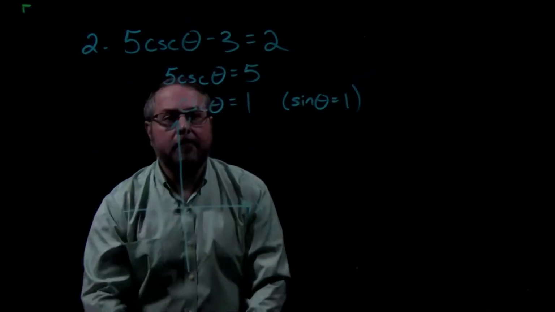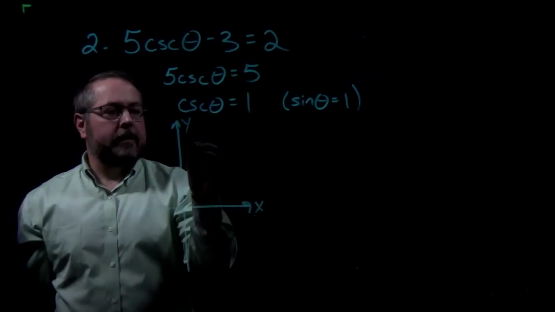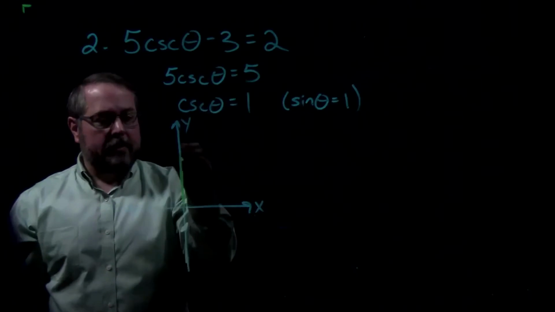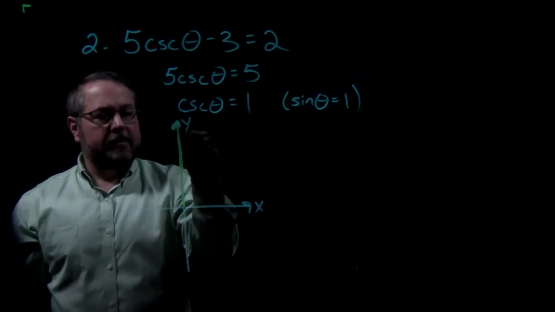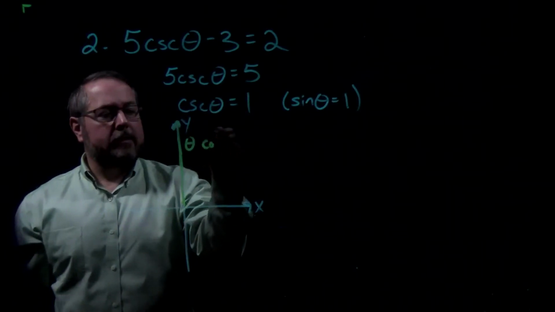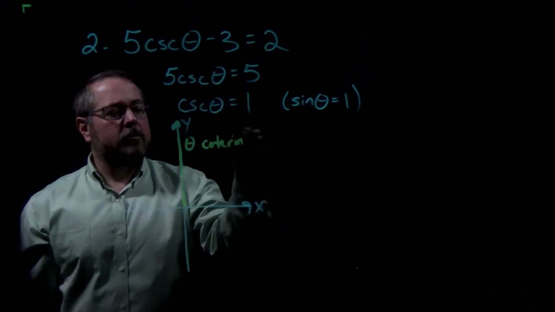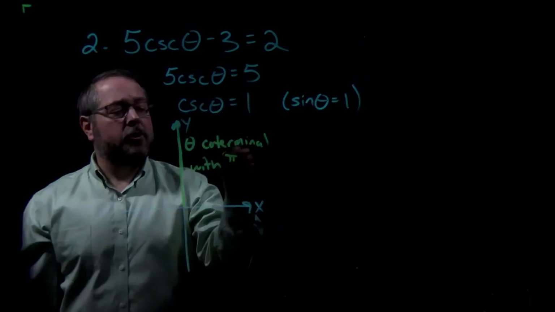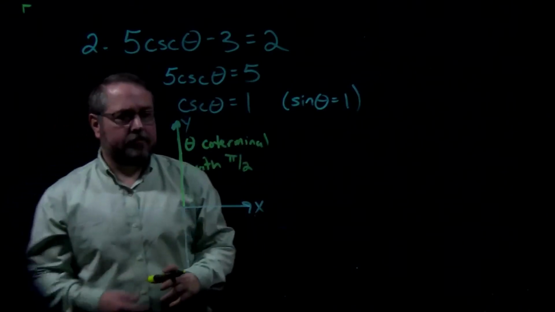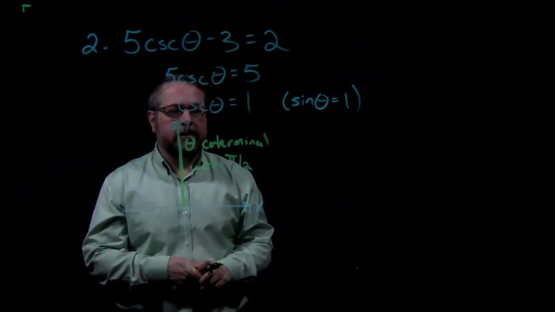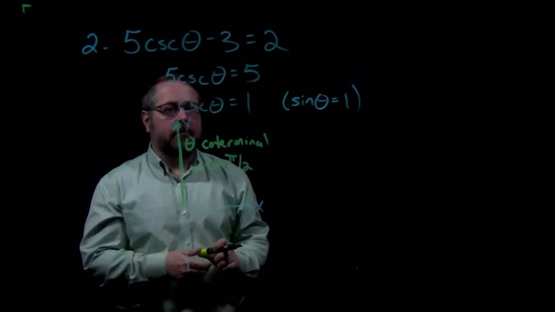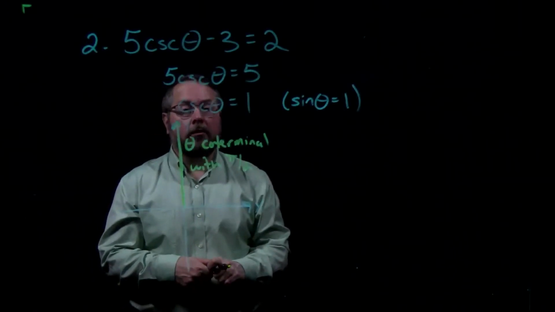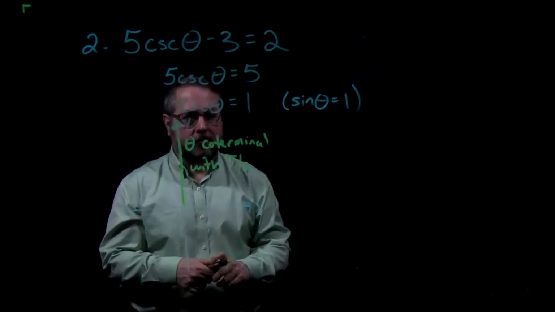Okay, so if cosecant theta is equal to 1, or equivalently sine theta equals 1, that means that theta has to be coterminal with pi over 2. Since the only angles that have a cosecant or equivalently a sine value of 1 are those that are coterminal with pi over 2.